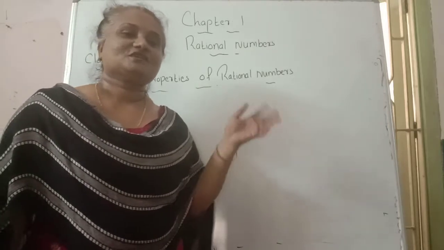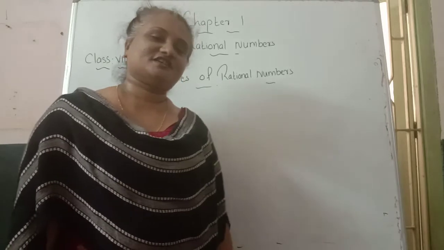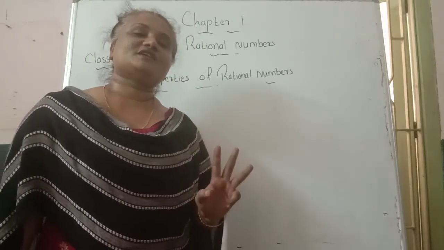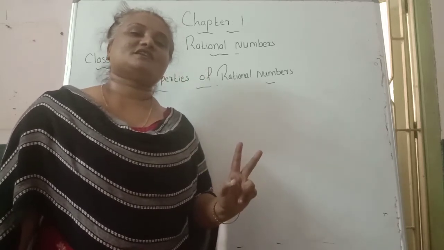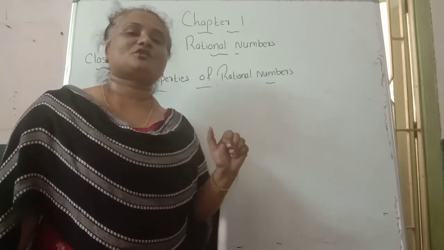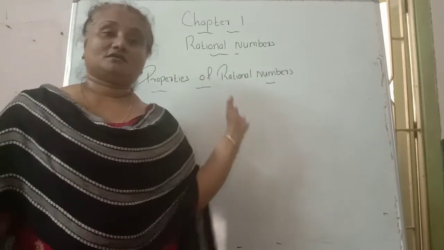Hi children, today we are going to discuss the properties of rational numbers. There are four properties. One is the closure property, another is the commutativity property, another is the associative property, and the distributive property. In each case we want to check it.